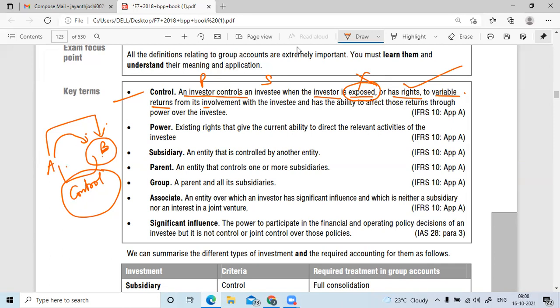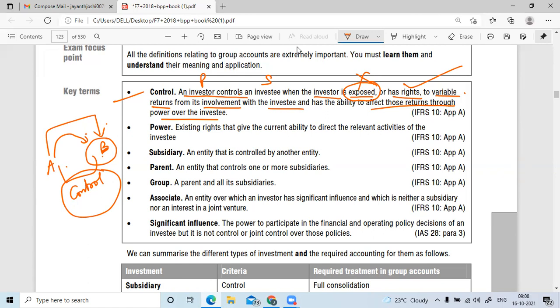Because A benefits from its involvement with the investee and has the ability to affect those returns through power over the investee. That means A is involved with B. In what ways? Because A has invested in B, because A owns B. That's the reason why A is involved with B. So whatever returns B generates, A has control over them.